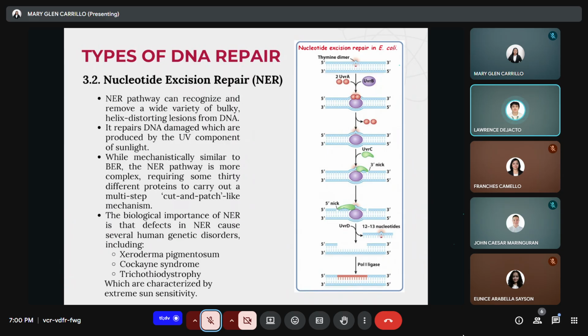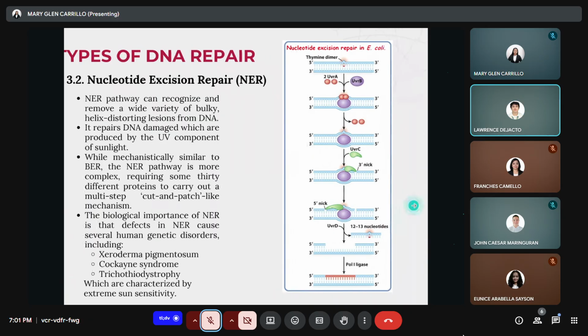The UVRD, or DNA helicase 2, removes 12 oligonucleotides. Then, the DNA polymerase 1 fills in the gap in the 5' to 3' direction. After the filling of the gap, the DNA ligase seals that gap. So that is the DNA repair genes. Moving forward to the next topic.